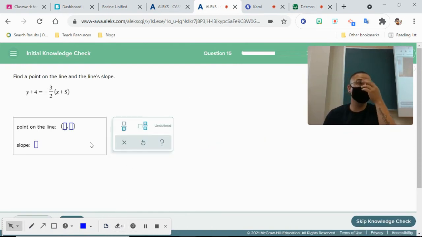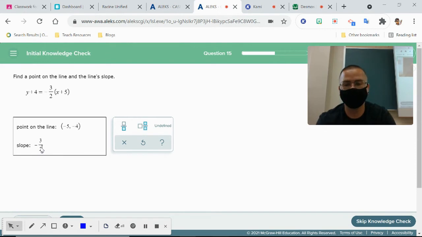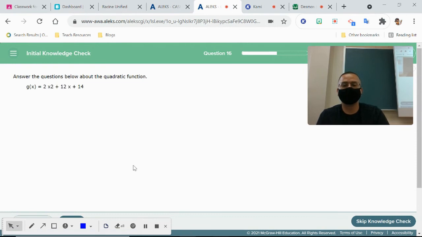So this is something you guys have done. This is point slope form. You should recognize this, hopefully, right? y minus y1 equals m times x minus x1. So this should be something that you guys can do. The point on the line, so you look at the x and the y, and we know it's a -5 and a -1 because it's y minus y1 and x minus x1. So because there's a plus sign there, you know that the x's are actually negative. So this is -5 and -4, and the slope is right there. It's -3/2. That's something that should stick, hopefully.